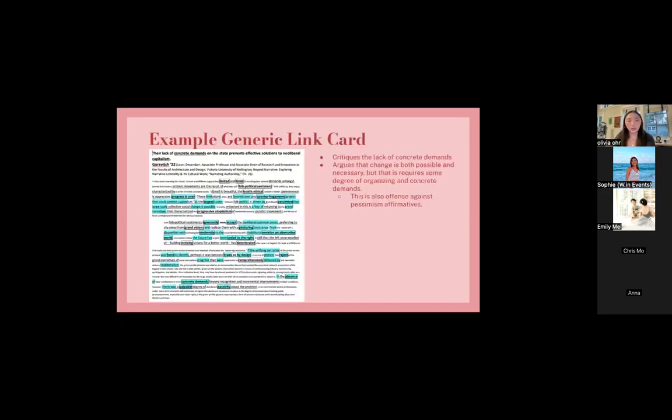Okay, the example for this is the Gurevich card. This critiques the lack of concrete demands.